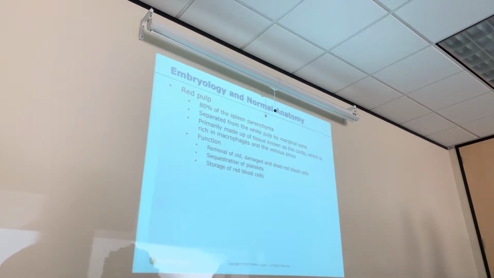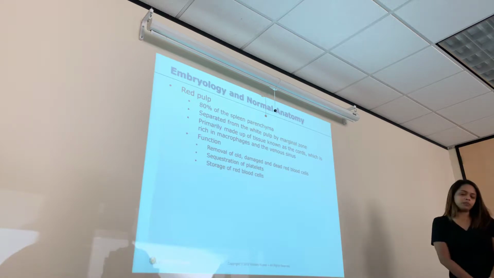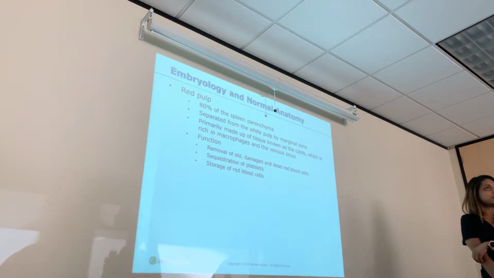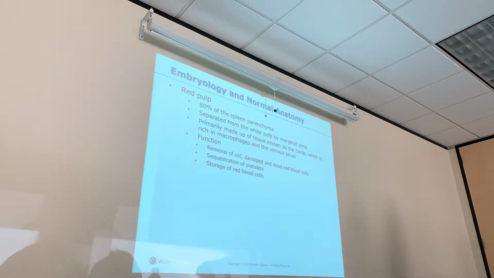And then you have the red pulp, which consists of 80% of the spleen, and it's separated from the white pulp by the marginal zone. It's primarily made up of tissue known as the cords. And what is the function of red pulp, which is important? It removes old, damaged, or dead red blood cells. So if the blood cell is not in its biconcave shape, they'll get rid of that. After 120 days of circulating, it gets rid of that as well. It also stores red blood cells.